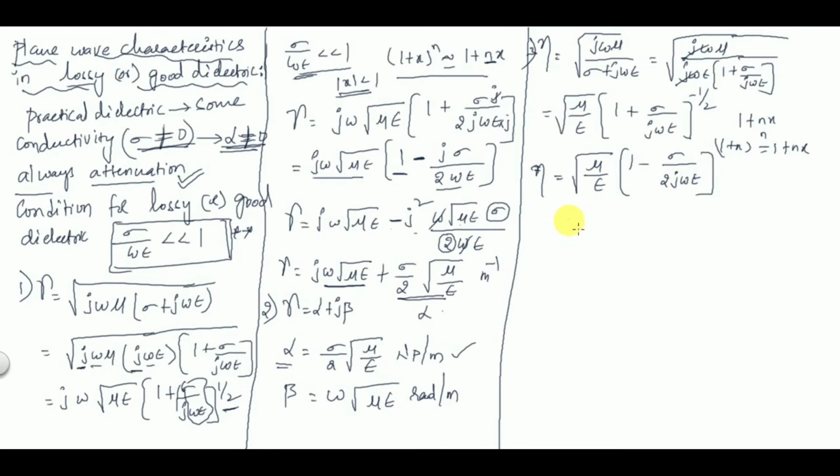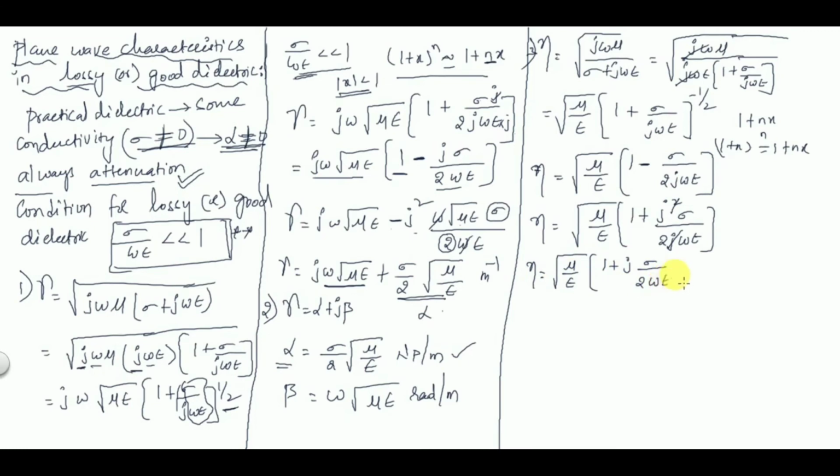So eta is equal to root of mu by epsilon into 1 plus, taking this minus as j square. Again j square is minus 1, so plus into minus 1 is again minus. So j square into sigma by 2j omega epsilon. One j gets cancelled, so finally what you get is root of mu by epsilon into 1 plus j sigma by 2 omega epsilon. So this is the value of intrinsic impedance.